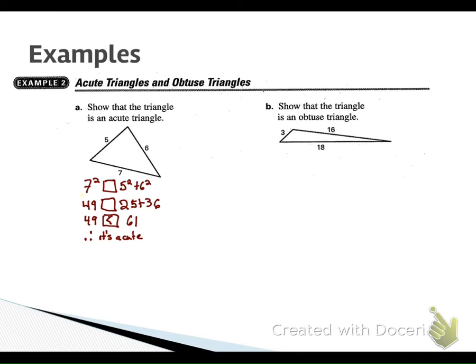So our next one, we want to show that it is obtuse. We're going through the same process. Our c squared is what value? What's our c? 16. Is 16 the biggest side? 18. Nope. So 18 is our biggest side, so it's our c. So 18 squared. I don't know what goes in my box yet. 3 squared plus 16 squared. 18 squared is 324. Keep my box. 3 squared is, and 16 squared.